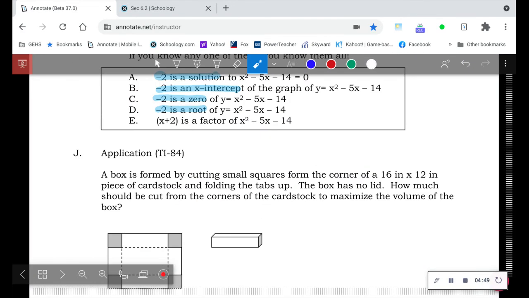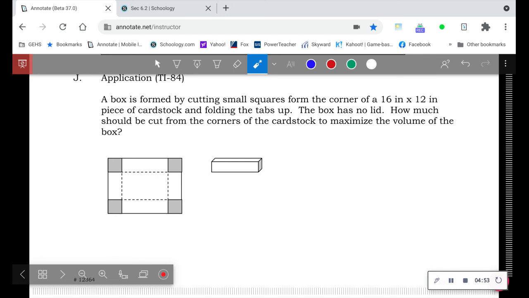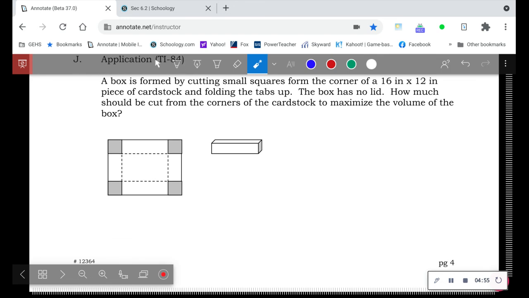All right, so down here is another one where we're going to maximize something, and we'll need our graphing calculator. Okay, what we have is a cardboard that starts out 16 by 12. This length is going to be 16 inches. And this length from top to bottom here is 12 inches.